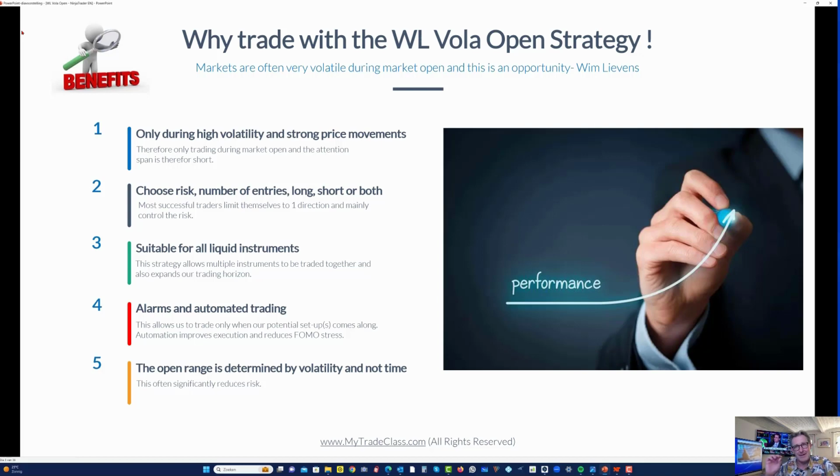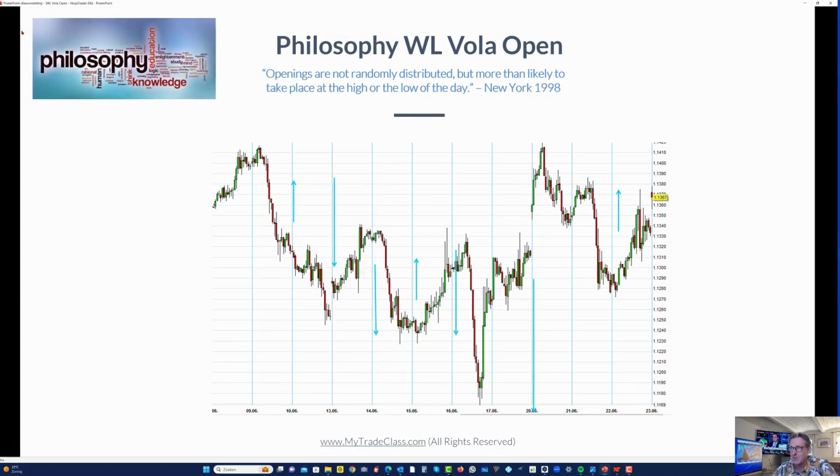Now, again, the big advantage of this compared to most open strategies is that the open range is determined by movement and not time. I will share with you how that works.